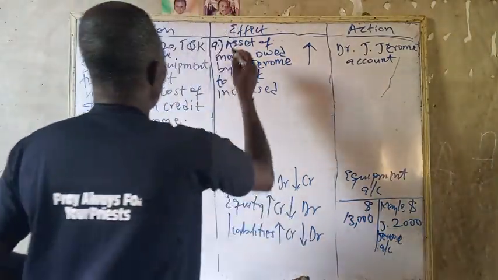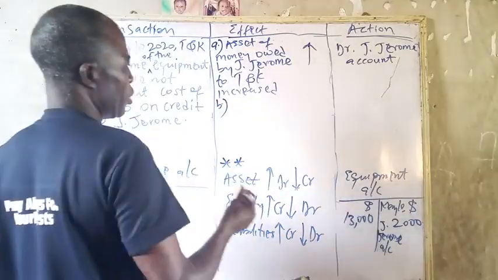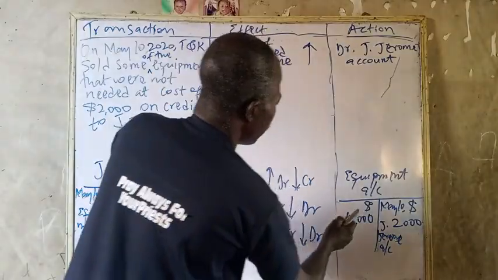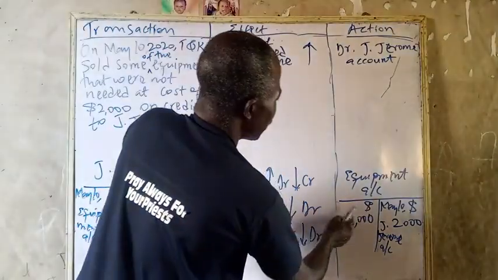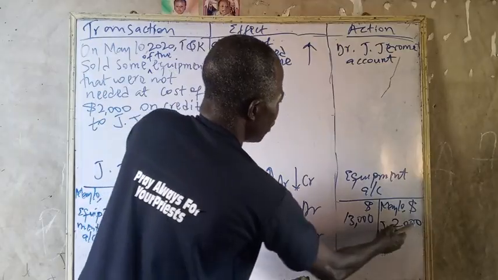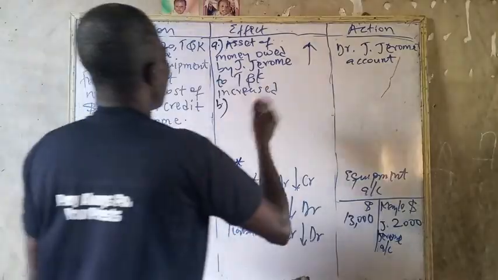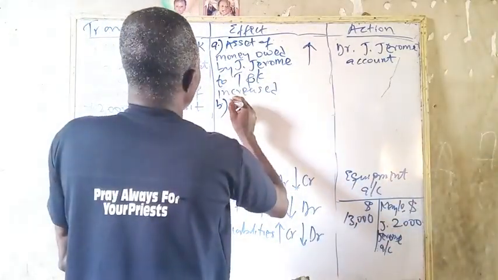Then we go to effect B. Effect B is what? Is to credit. That means asset of equipment from 15,000 has reduced to 13,000. And when asset reduce, what do you do? Reduce by 2,000. You credit. That means effect B is what?